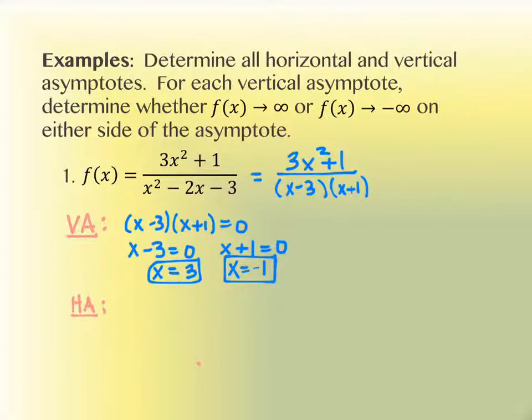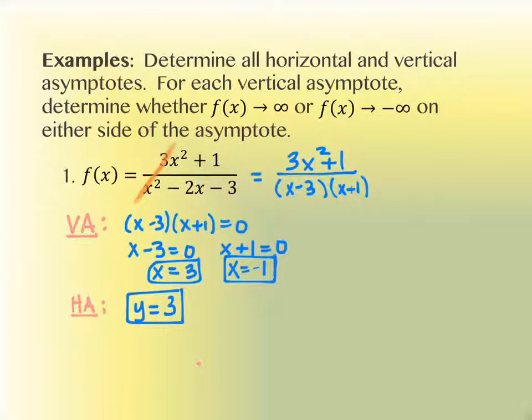The degrees, the powers are the same, right? They're both degree 2. So I'm in case 3, which means I do what? Yeah, I look at the coefficients of the highest degree term. Okay, so now, again, this is a line, so it needs to say either x equals or y equals. Which one is it? It's y equals, because this is a horizontal line. Y equals 3. Again, 3 over 1, which reduces to 3.